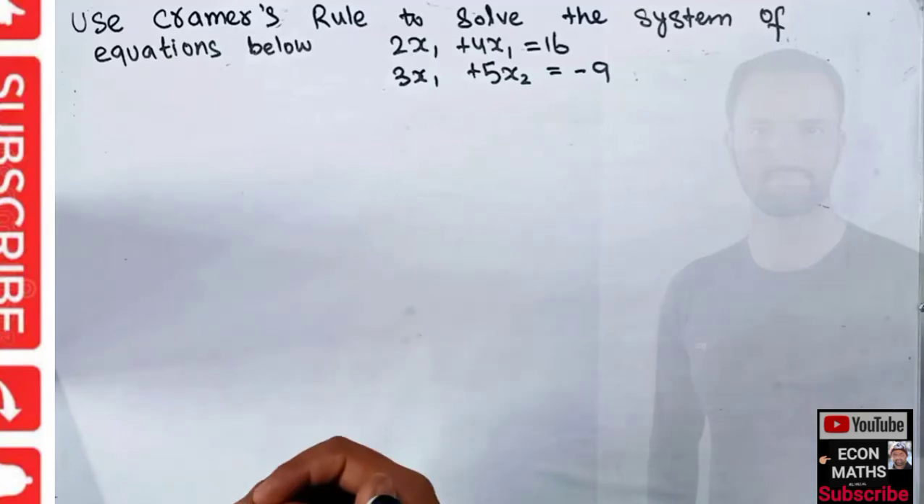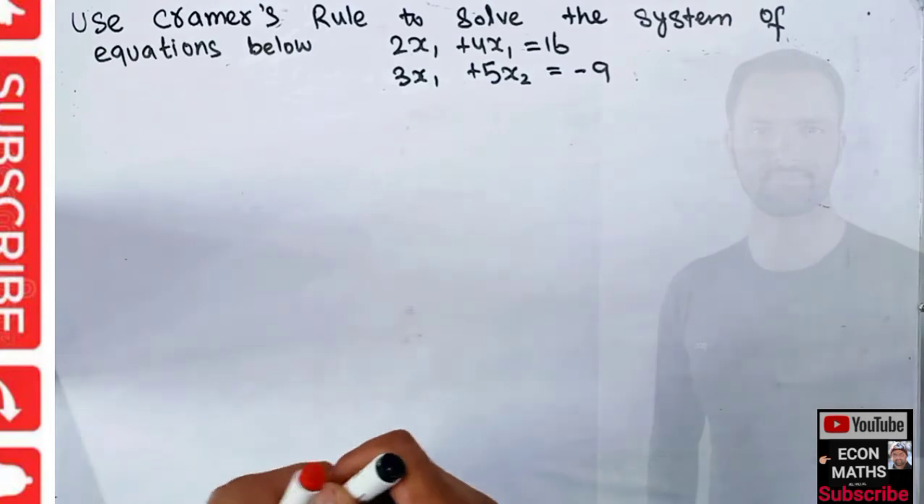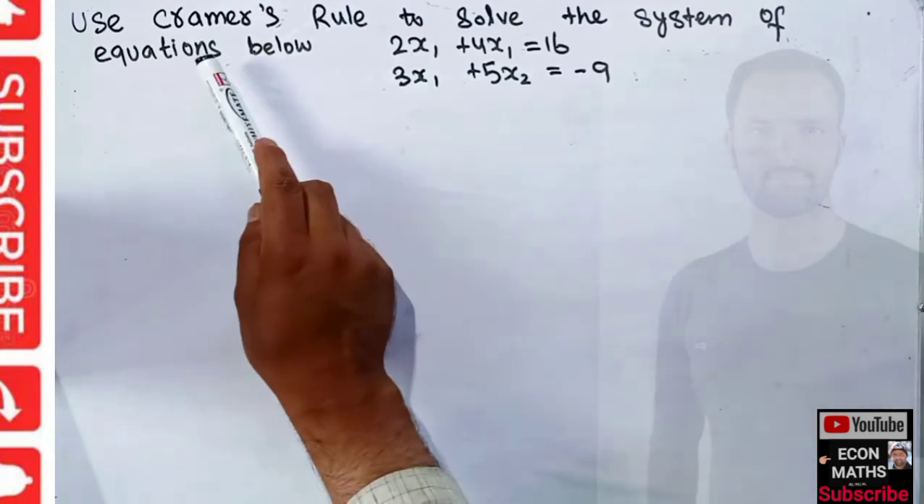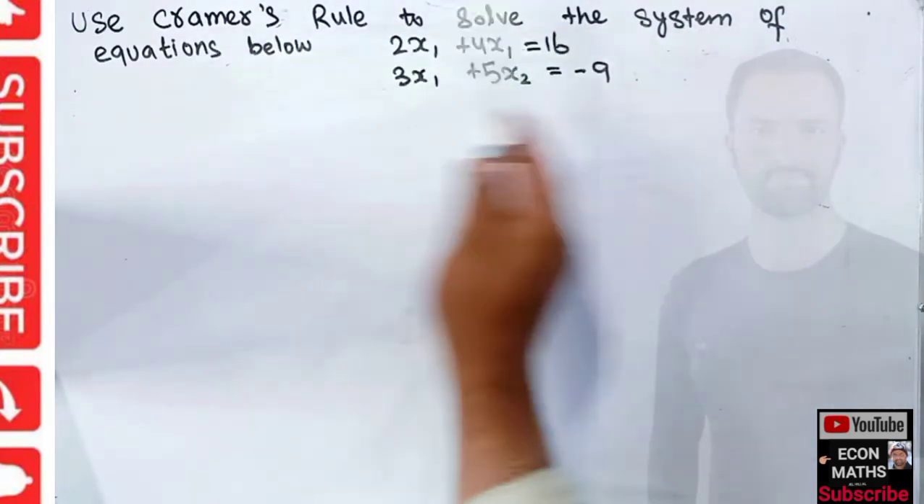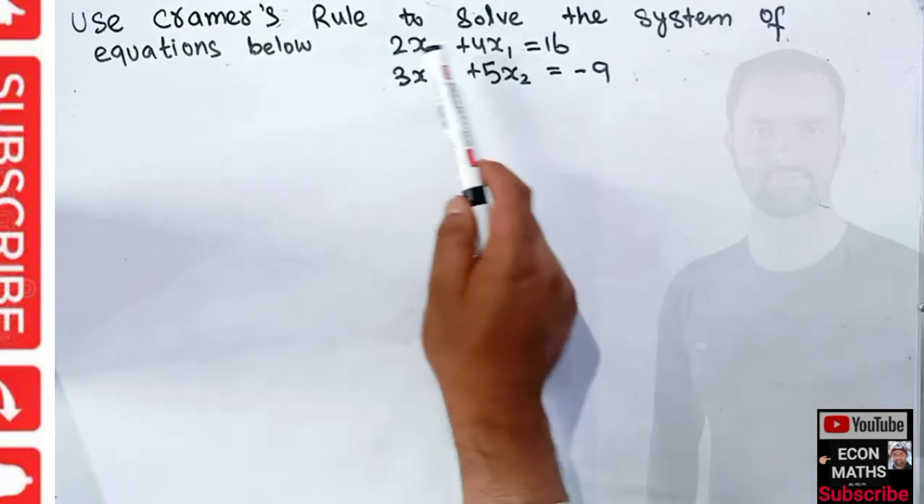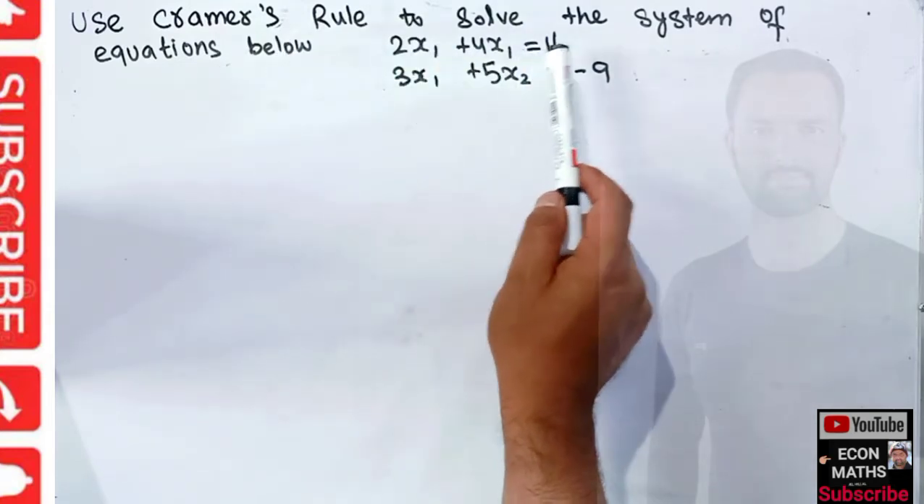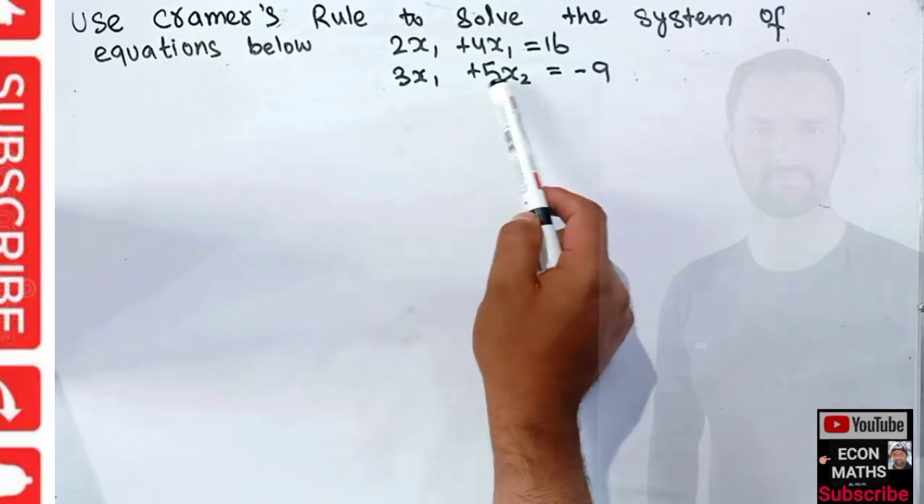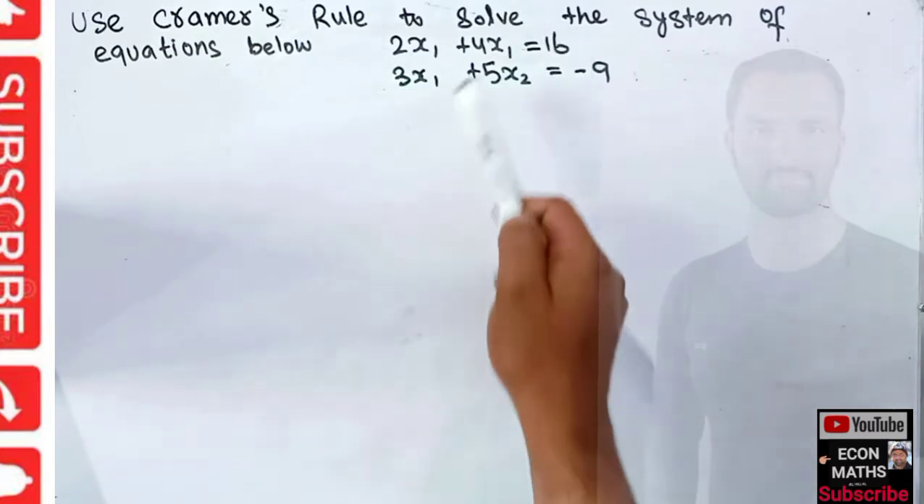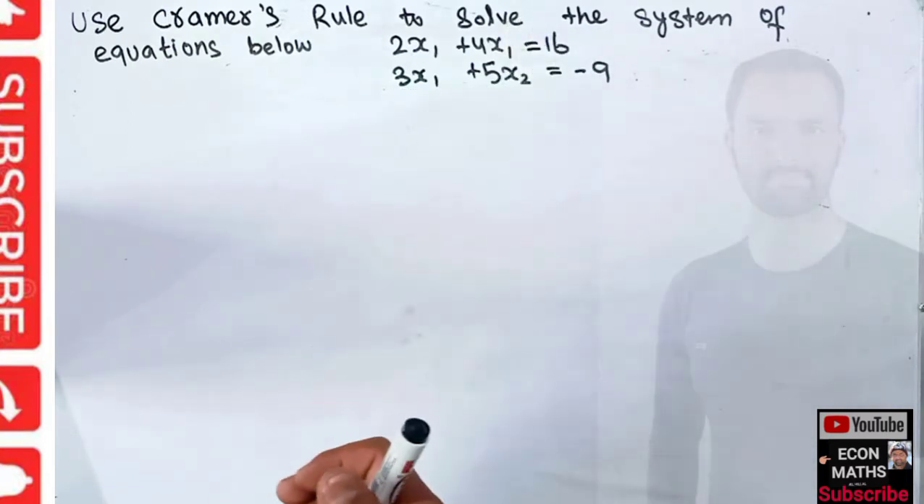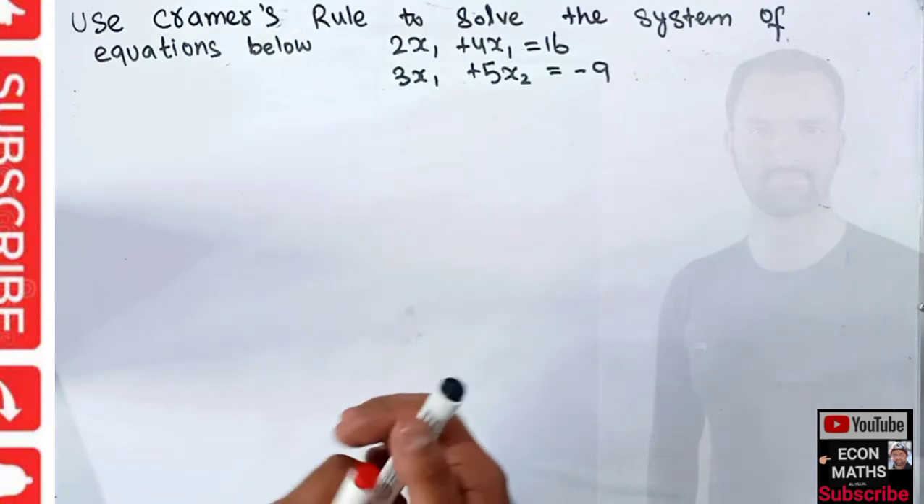In this video, we will learn how to use Cramer's rule in solving a system of equations. The question is like this. Use Cramer's rule to solve the system of equations given below. That is 2x1 plus 4x2 is equal to 16, 3x1 plus 5x2 is equal to minus 9. We have to find the value of x1 and x2 here using Cramer's rule.